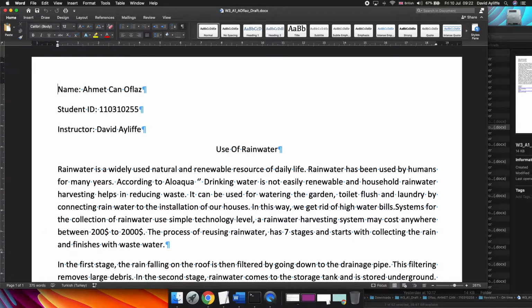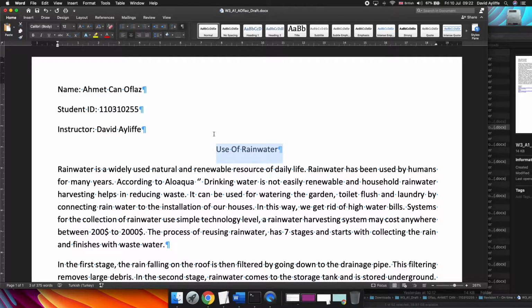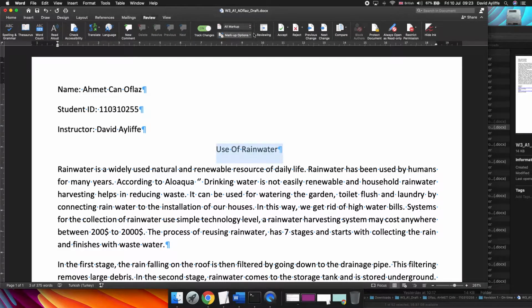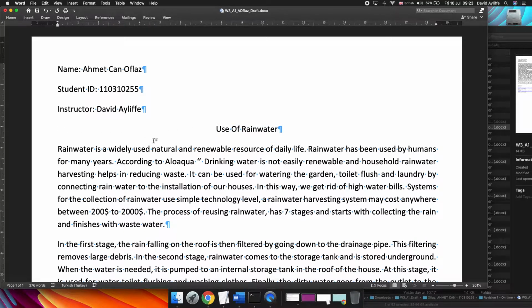Okay, use of rainwater, not the best title. Not the best title, okay? Look at others, please, for examples. Rainwater is a widely used natural and renewable resource. Rainwater has been used by humans. Okay, so the quote starts. Where does your quote finish? Yeah, your quote starts here, but where does it finish? Can't see where your quote finishes.